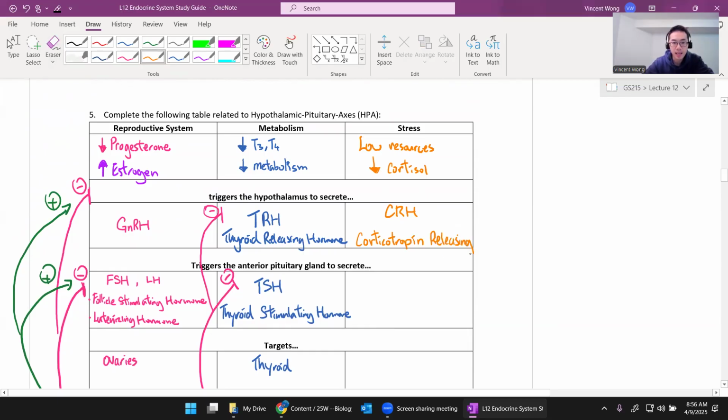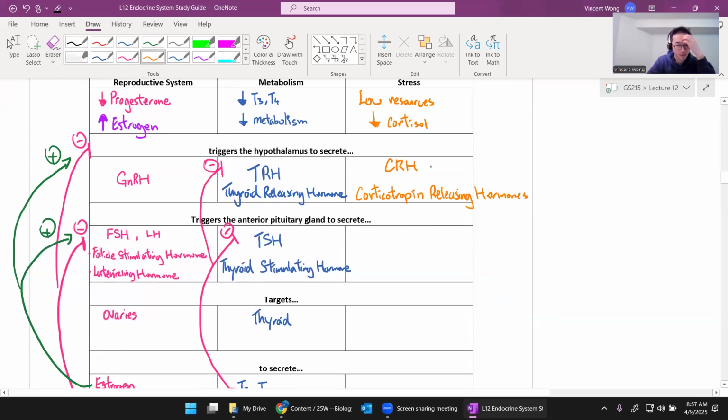Again, I'm not going to test you on the full names, but knowing the full names will help you remember what it does. I think it helps, okay? Rather than just memorizing a bunch of acronyms, I think the full names will help a little bit. You might disagree. Doesn't matter. Whatever works for you. That's going to trigger the anterior pituitary gland to release the ACTH.